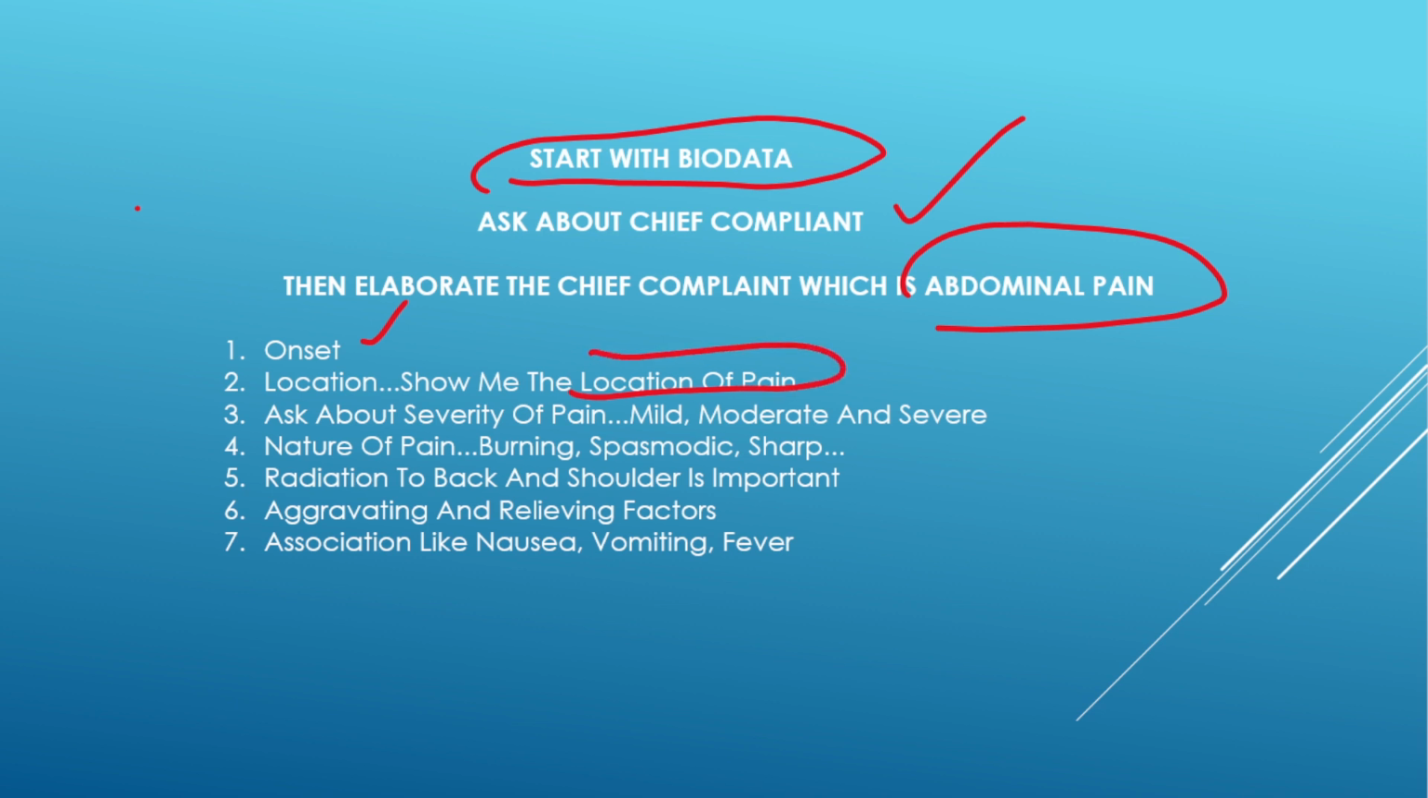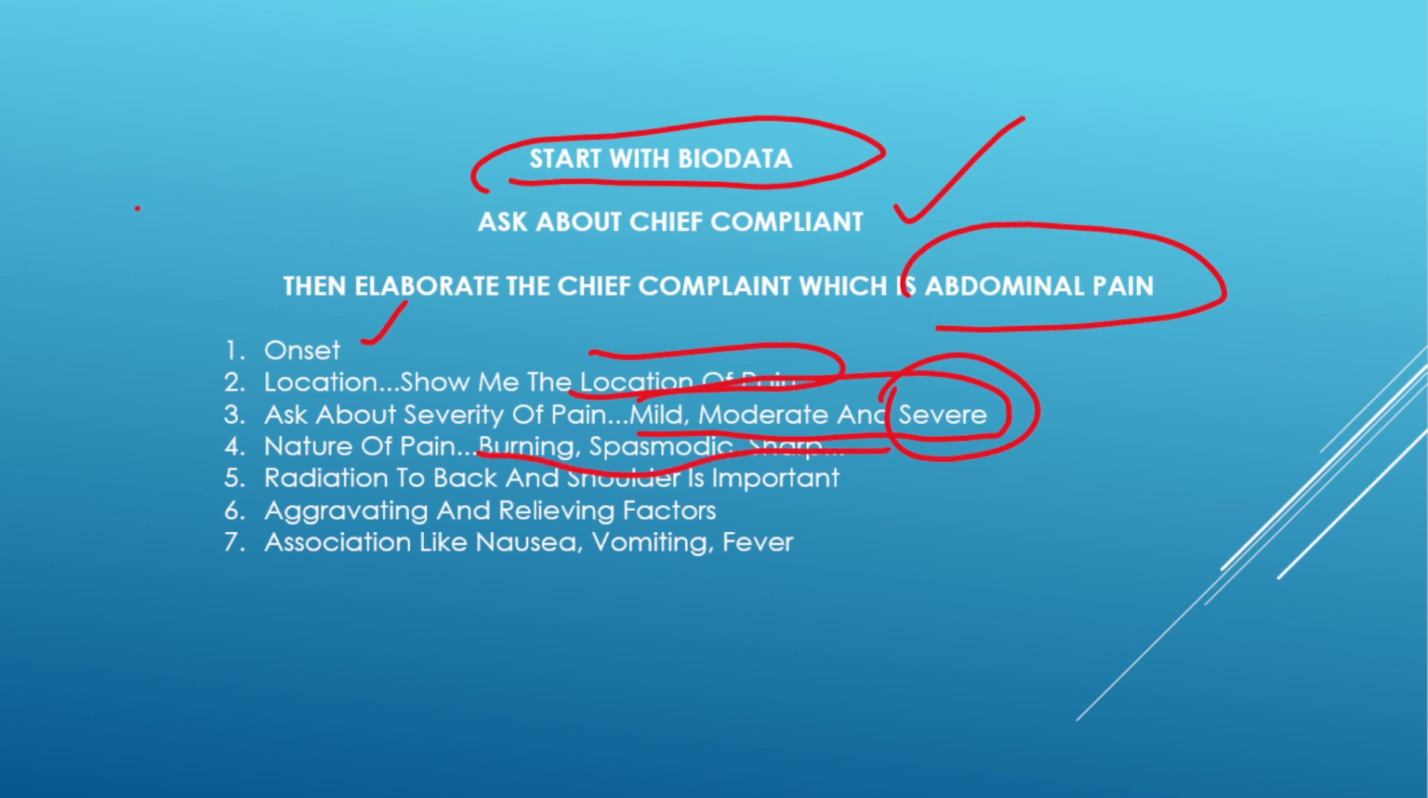Then ask about the severity. The severity is mild, moderate, and severe. Mild when the pain is there, but when the patient starts to work, he or she forgets the pain. Moderate when the pain is there, and even if the patient is working, he or she will feel the pain. And severe when the patient cannot work because of the pain.